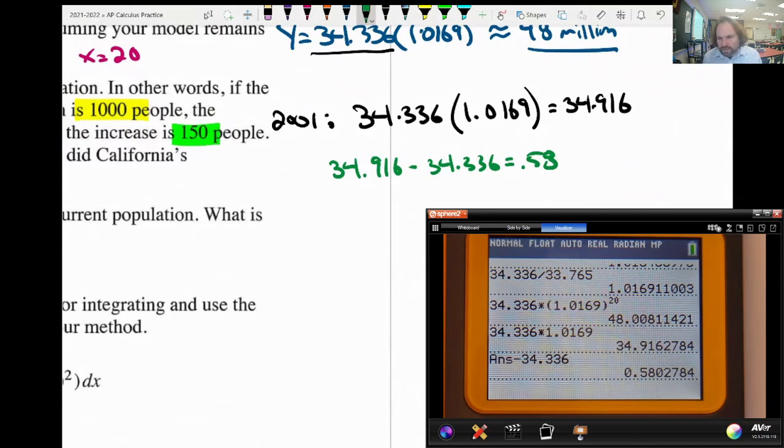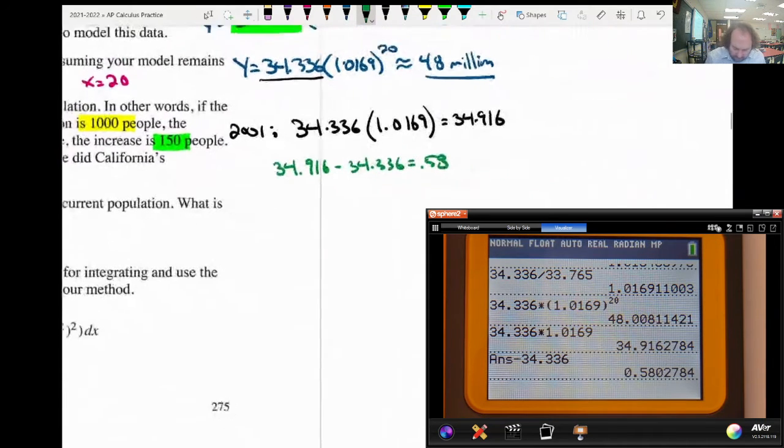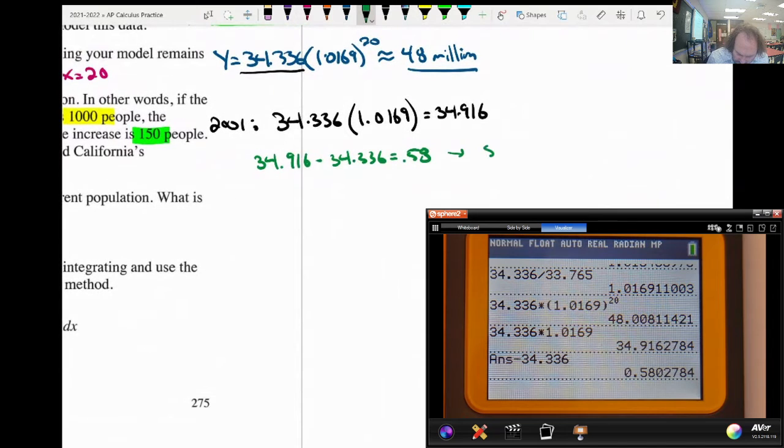So if you move the decimal point 2 spots to the right or something, the answer here is that there was a change of 580,000 people. So the question they're asking is how many people actually joined, like number of people, not percent growth. So from 2000 to 2001, we can expect 580,000 people or so to join the population.